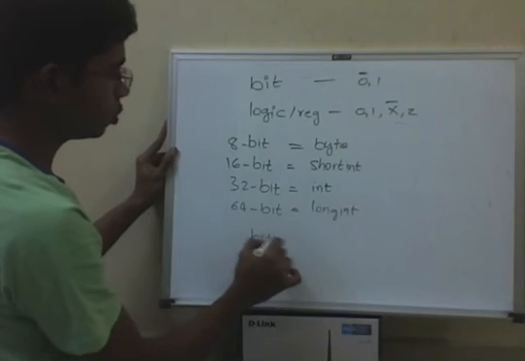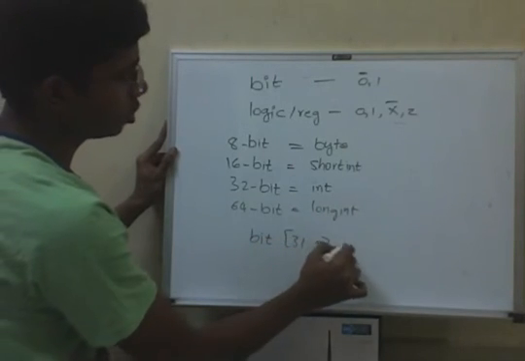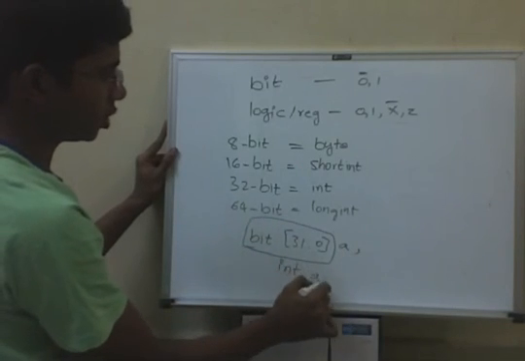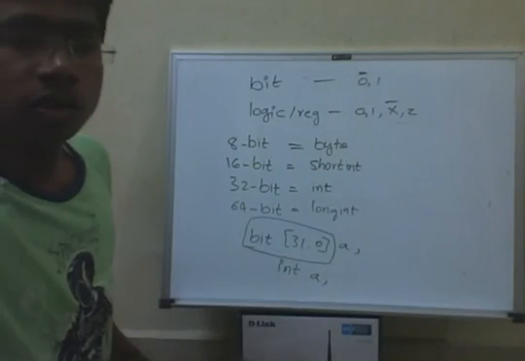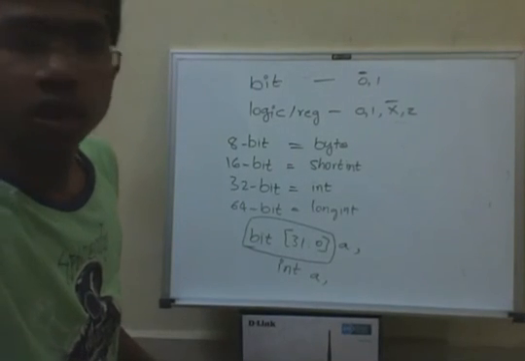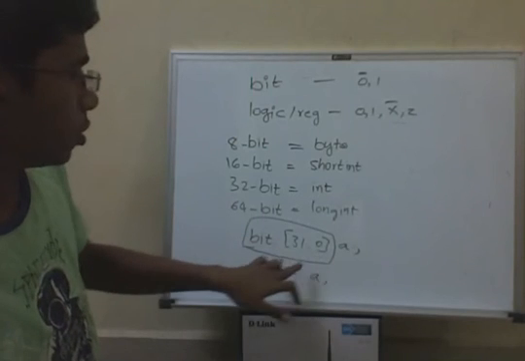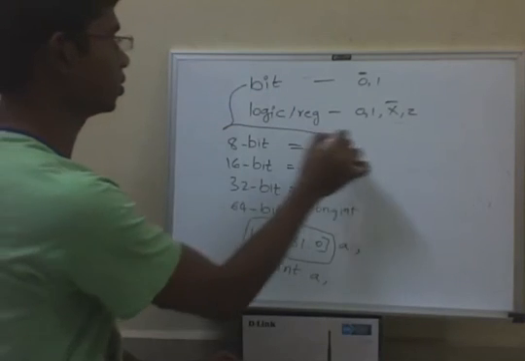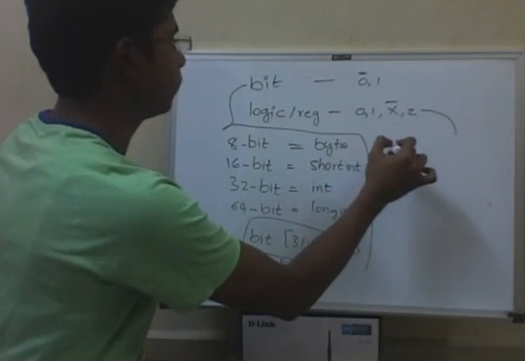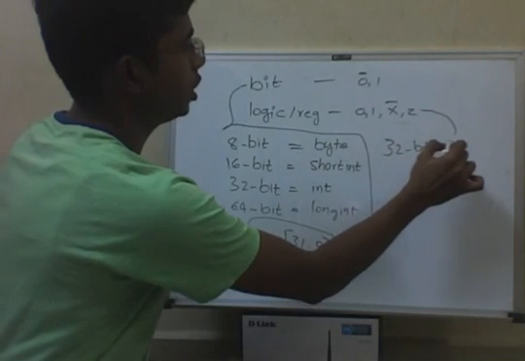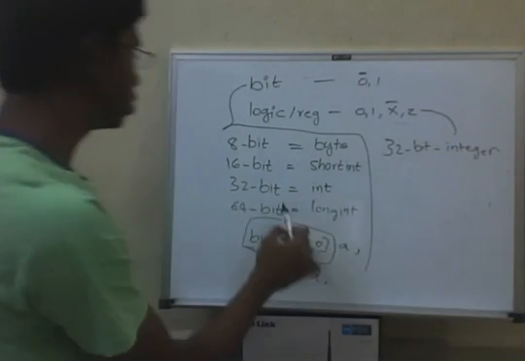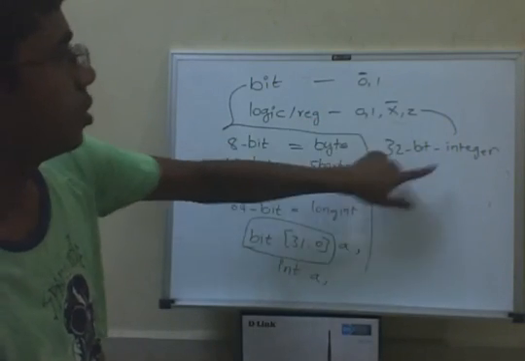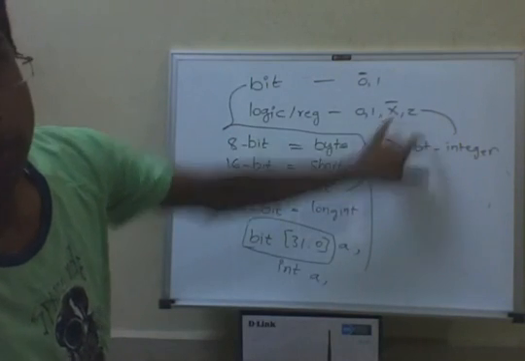Let's say for example you want to store 32 bits. You need not write bit 31 down to 0 here. You can write int a. So instead of bit 31 down to 0, you can write int simply. These are all for bit. If you take logic, there is only a 32-bit type, that is called integer. So carefully observe the difference between int and integer. Int will store only zeros and ones, whereas integer can store extra X and Z.